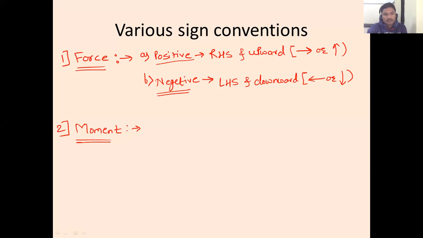Next one is moment. While calculating moment, are we considering the sign of force? No, sir. Then what are we considering here? Only magnitude. Very good. Here we consider only the magnitude of force. I will write complete magnitude of force.